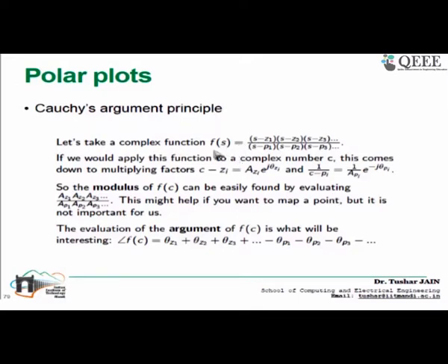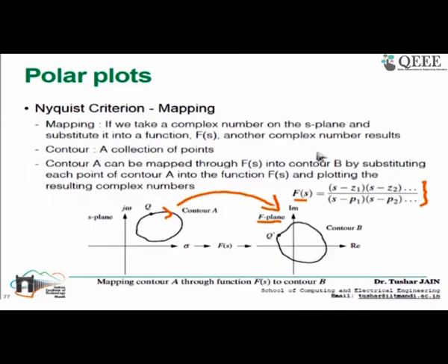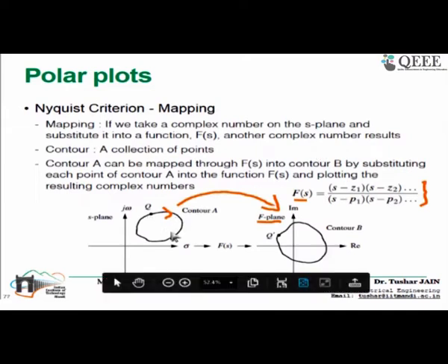Let's take a complex function f(s), which is given by this one. This could be 1 plus GH, or this could be GH, your f. So if we apply this function to a complex number c, I take a complex number c, and this number could be any number in this contour.